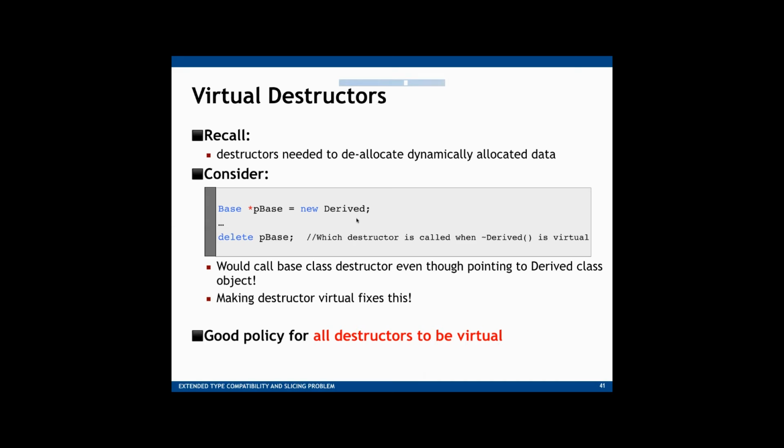The answer is that it depends on whether the destructor is virtual or not. If the destructor is virtual, then the derived class's destructor will be invoked first, and then it calls the destructor for the base class automatically. And if the destructor is not virtual, then only the base class's destructor will be invoked, and not the destructor of the derived classes.